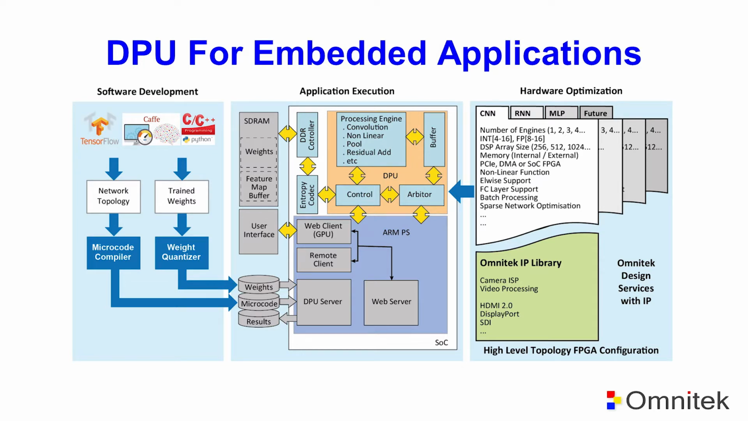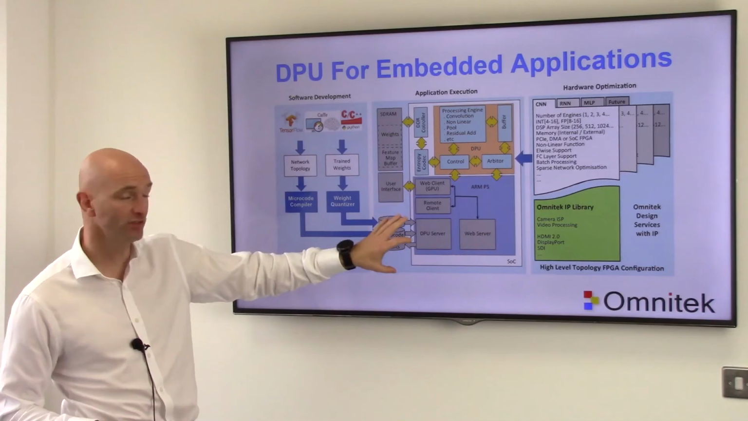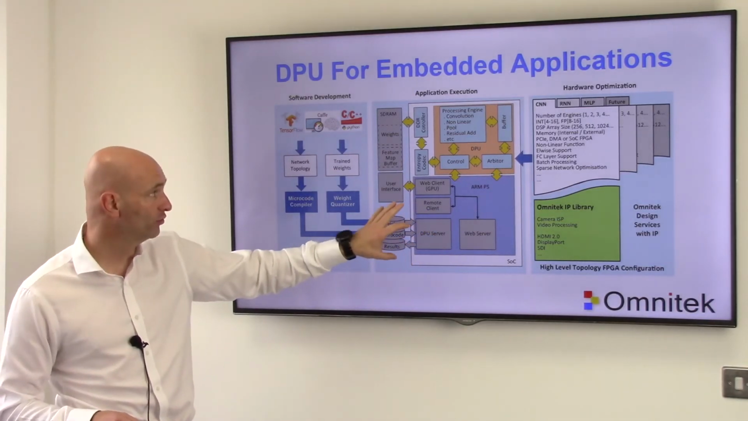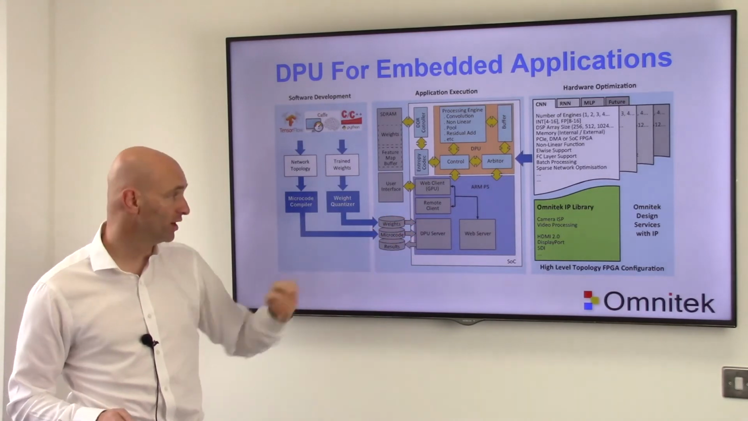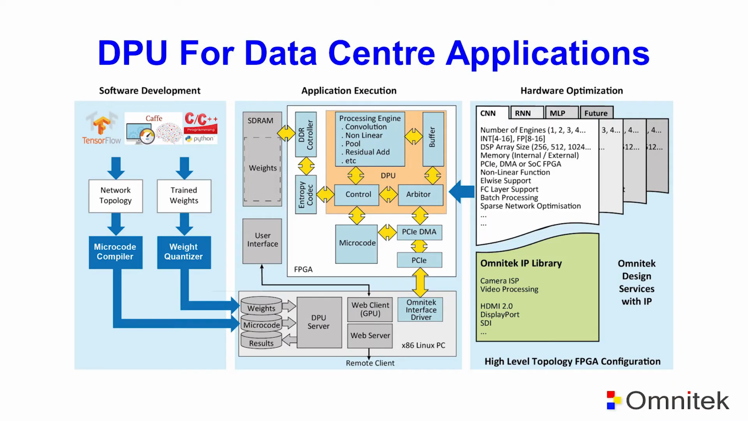So the diagram here shows the DPU particularly targeted for embedded applications. Most notably here, this is based around an SoC FPGA, which generally contains a processor and most often an ARM processor. So we're using the ARM processor as the control for the DPU and perhaps for other IP. By contrast, here you can see a DPU design targeted for servers or data center applications, where the DPU is running on a large PCI Express card and the control is coming from typically an x86, perhaps Linux PC.